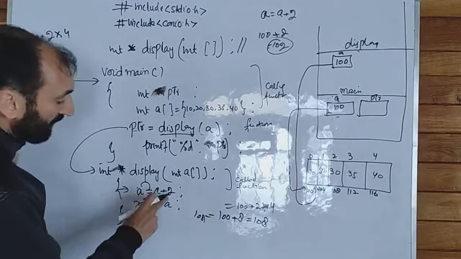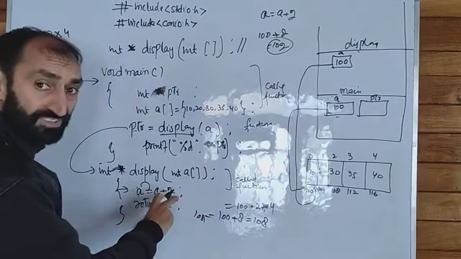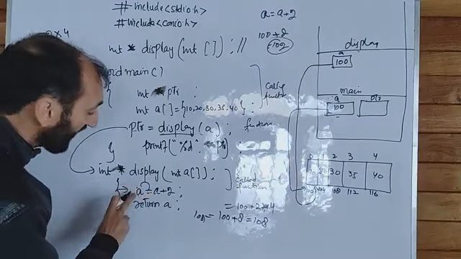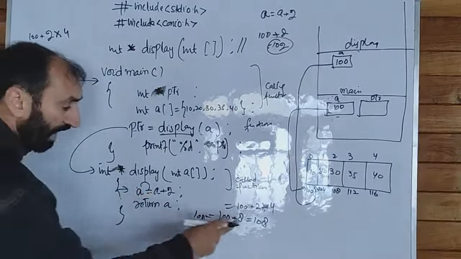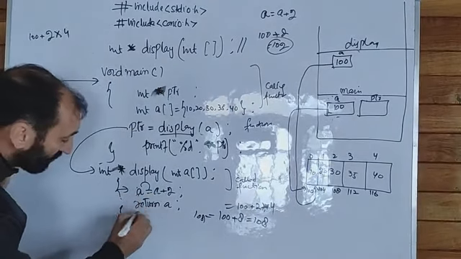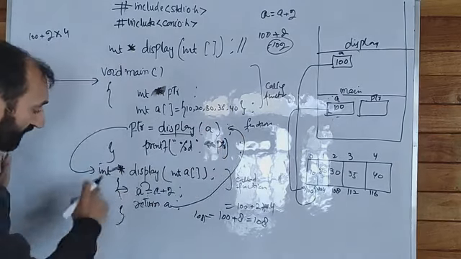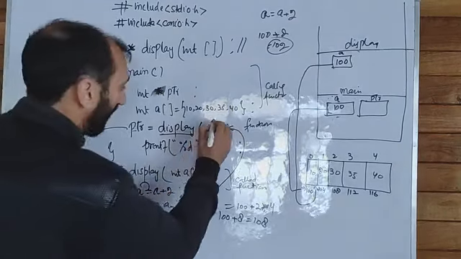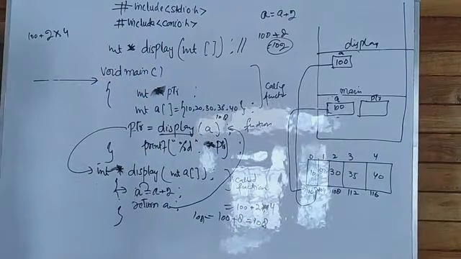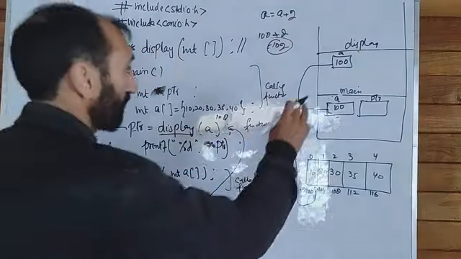A equal to A plus 2 is 100 plus 2 into the size, the size is 4, 4 into 2 is 8, and 8 plus 100 is 108. Now this A contains 108. That means 108 is going to be returned here: return A returns 108. Now this A contains the value 108, and that value is returned to the function call.